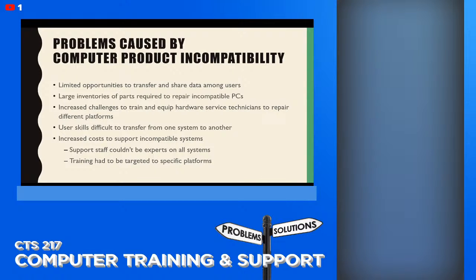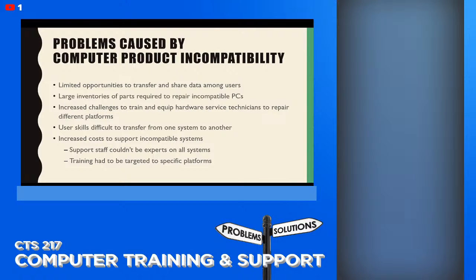If you've got users in your accounting department using one type of computer system and users in, say, your personnel department using another type of computer system, transferring data between those two different types of systems is difficult or even impossible.